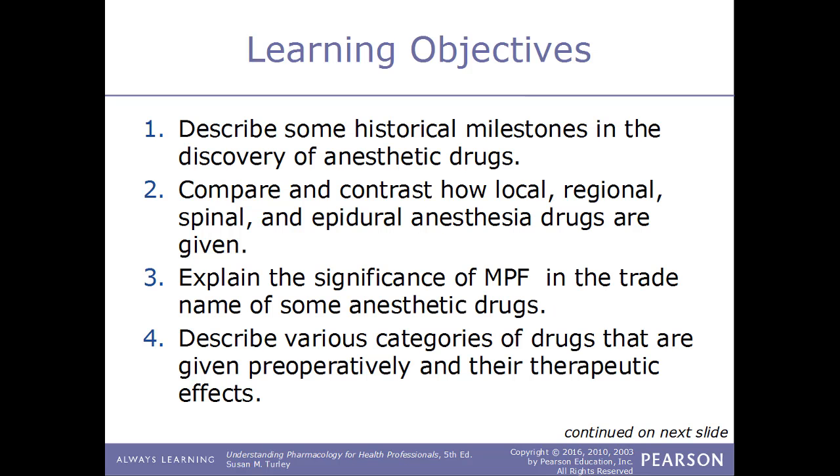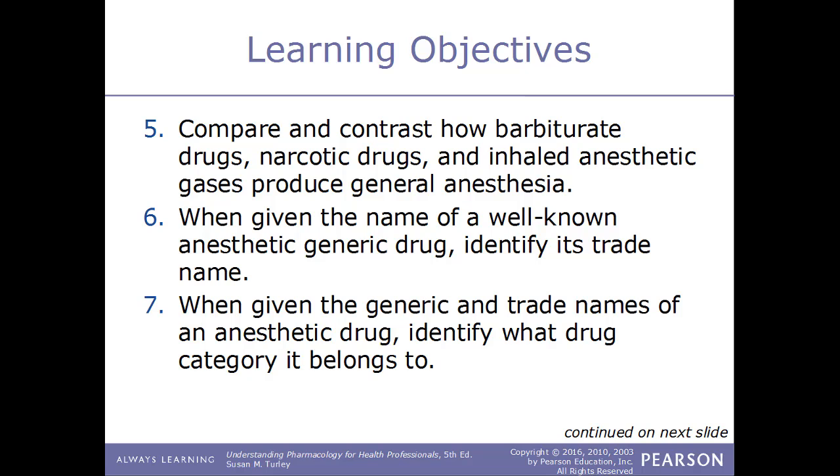Learning objectives for this chapter: describe some historical milestones in the discovery of anesthetic drugs; compare and contrast how local, regional, spinal, and epidural anesthesia drugs are given; explain the significance of the letters MPF and the trade name of some anesthetic drugs; describe various categories of drugs that are given preoperatively and their therapeutic effects; compare and contrast how barbiturate drugs, narcotic drugs, and inhaled anesthetic gases produce general anesthesia.